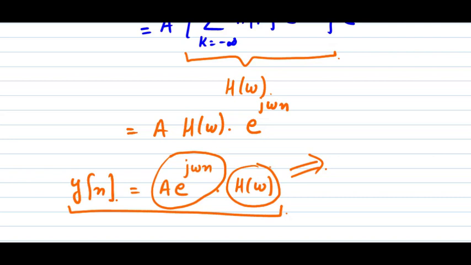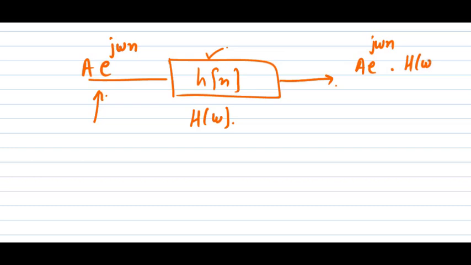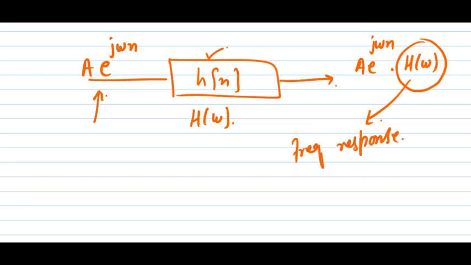Basically, if I give input a e raised to the power j omega n to this system, which has impulse response h of n and frequency response H of omega, the output will again be a complex exponential function, but now multiplied by H of omega. This H of omega is called the frequency response of an LTI system.